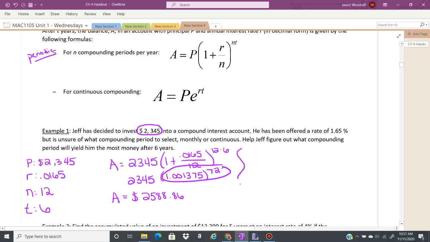All right, then we want to look at the continuous account.